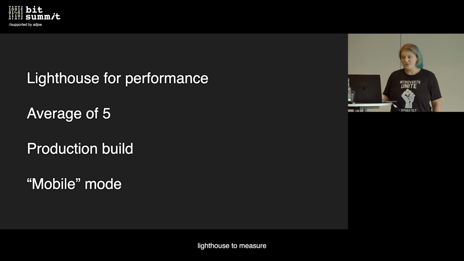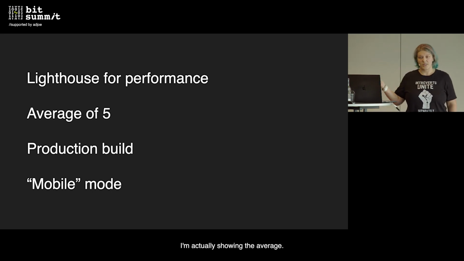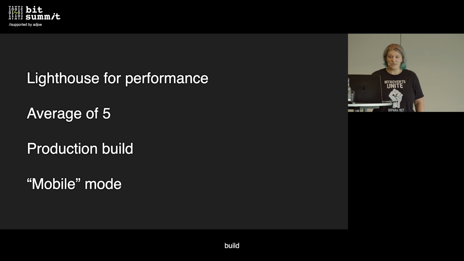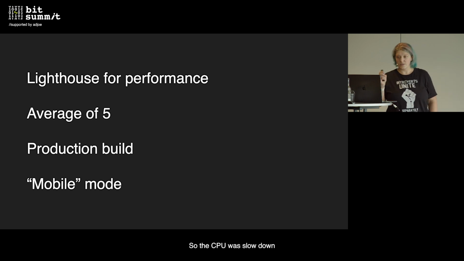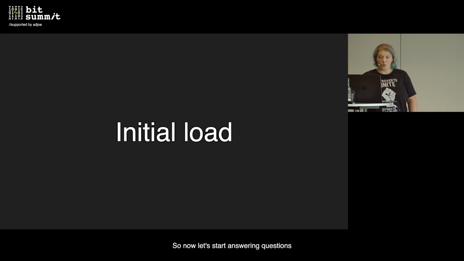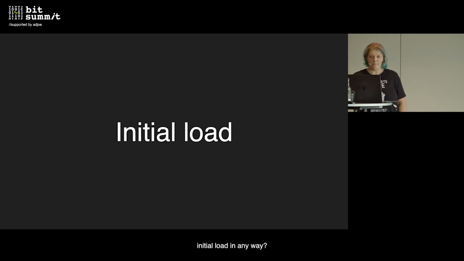Now, testing conditions. I used Lighthouse to measure the performance values. I did all measurements 5 times. In the presentation, I'm actually showing an average. I did all the runs on a production build in the mobile mode of Lighthouse. So the CPU was slowed down from my normal laptop at least 4 times. So now let's start answering questions. First one, does the compiler affect initial load in any way?